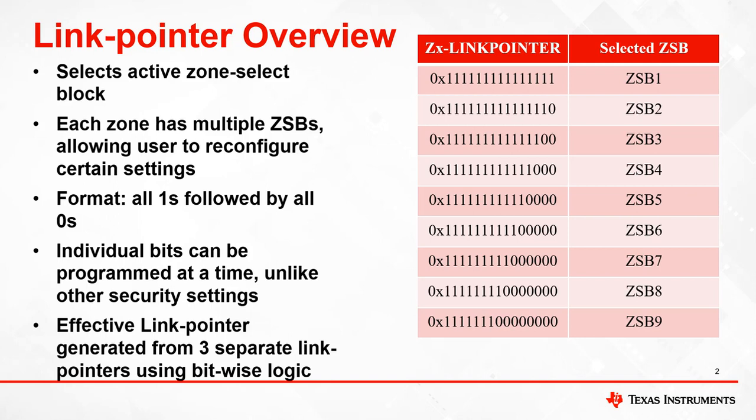It is important to note that each zone header contains 3 link pointer locations, referred to as link pointer 1, link pointer 2, and link pointer 3. The purpose of the 2 additional link pointers is to serve as a backup in case any bits in the original link pointer are corrupted. This is necessary due to ECC protection not being applied on the link pointer. The user must always program all 3 link pointers to the same value.